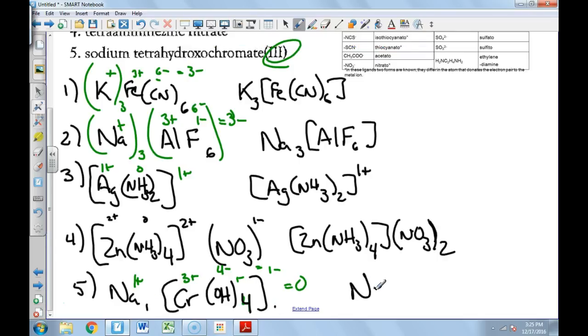So this is going to be sodium, and when it's a 1 there, we don't write it. So it's sodium, bracket, because this is where the ion starts, the complex metal ion, OH4, and bracket. Okay, so that is questions 1 through 5 on problem set 5-2 from the Ultimate Chemical Equations Handbook.